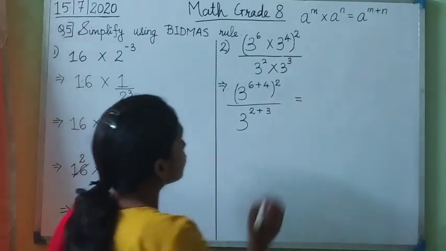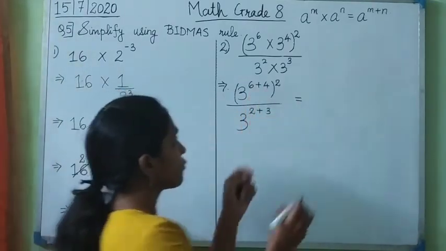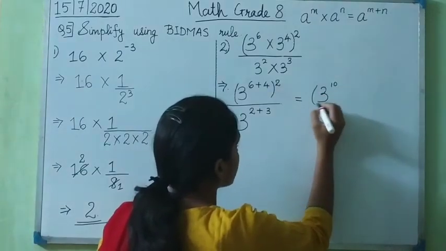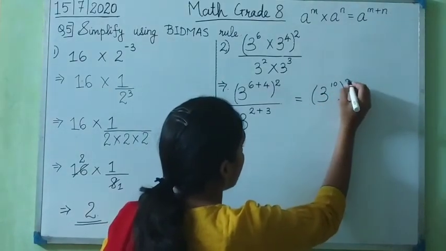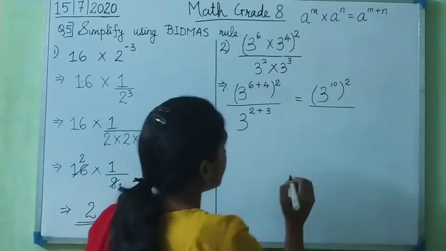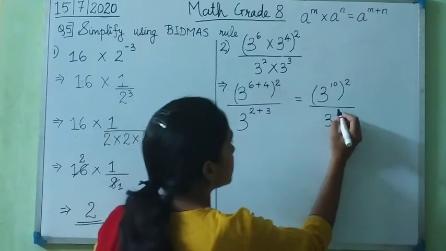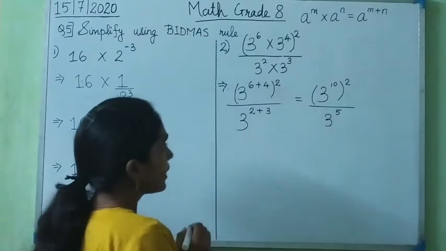So now this is equal to 3 raised to the power 6 plus 4. What is 6 plus 4? 6 plus 4 is 10. So it becomes 3 raised to the power 10, the whole raised to 2. And the denominator becomes 3 raised to the power 2 plus 3. 2 plus 3 is 5.